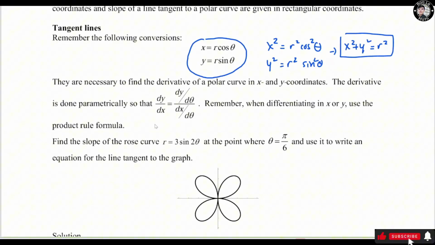Now if you need to find the slope of the tangent line, dy over dx, you need to divide the top and bottom by d theta, and then you need to calculate the derivative of y and x with respect to theta, right? So this formula you need to remember.